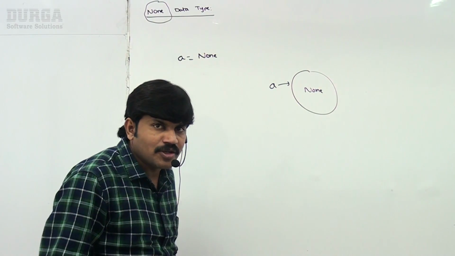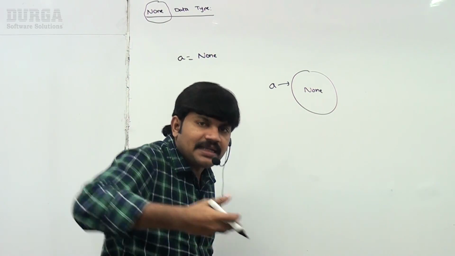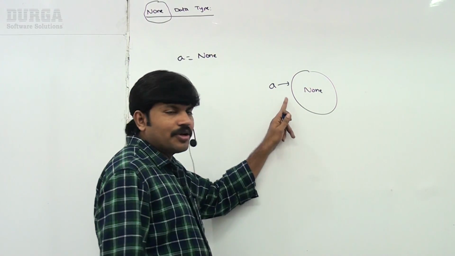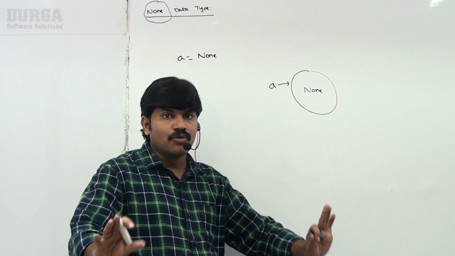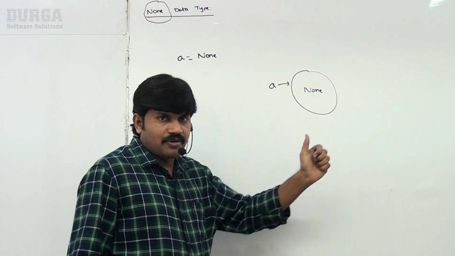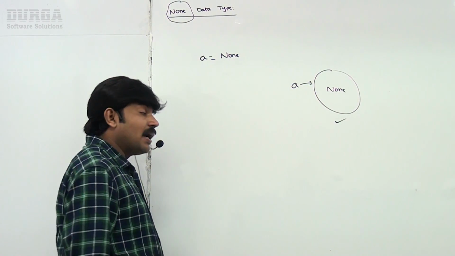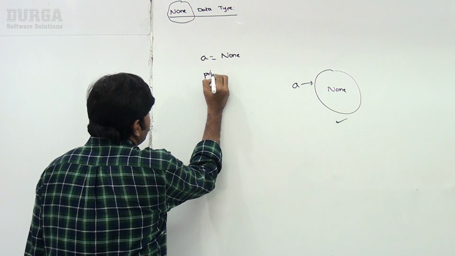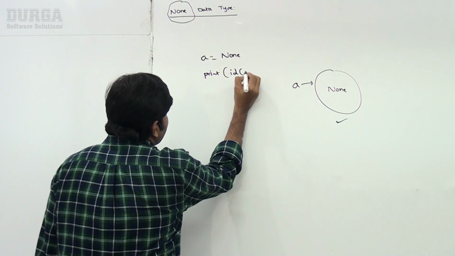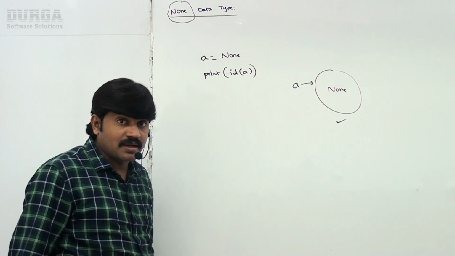So if it is pointing to none object, it indirectly means that it is not pointing to any official value. No value means none. Now, if it is really an object, compulsory an address will be there. What is the address of this object? Print of ID of A. What is the address of the none?